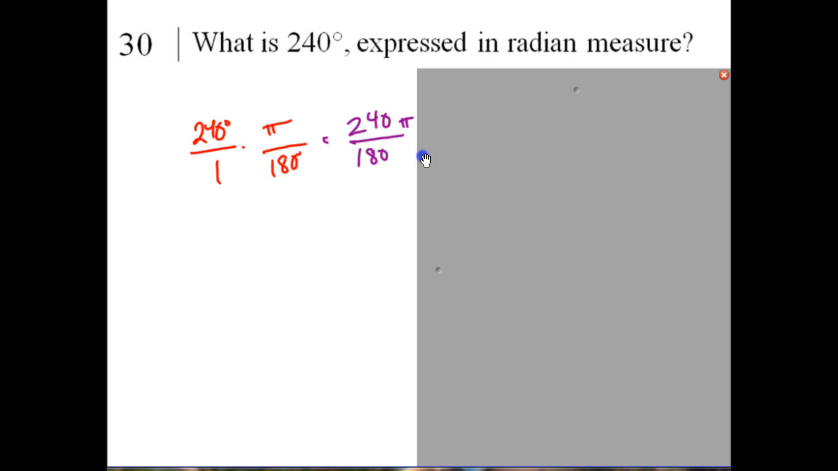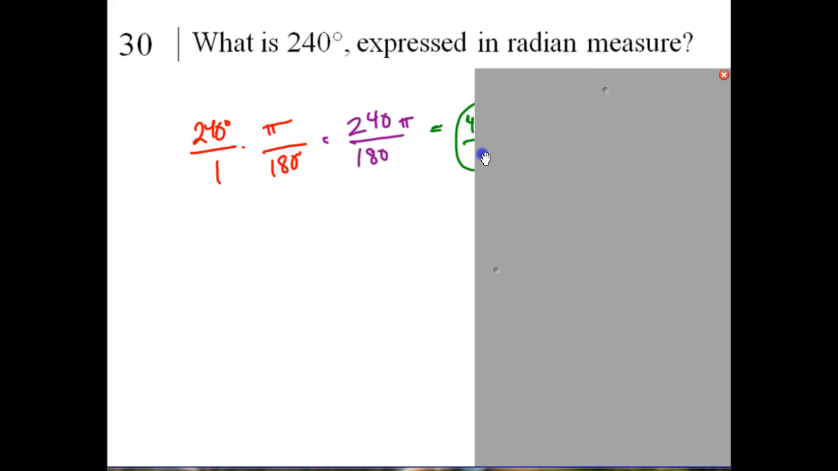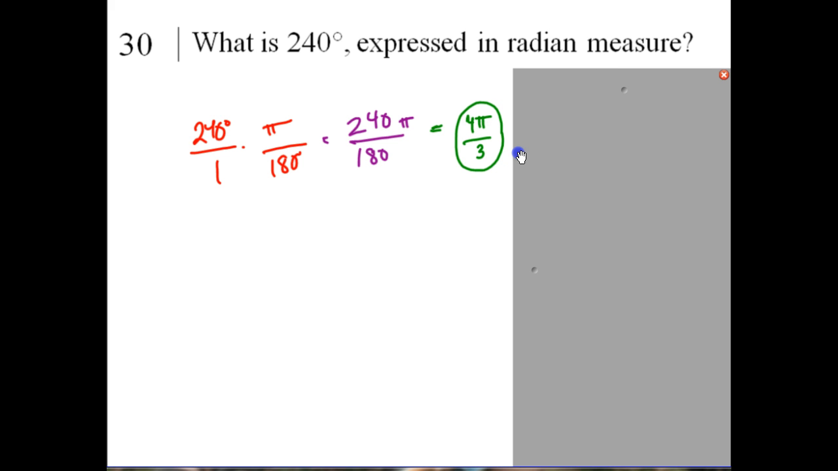Well, that leaves you with 240 pi over 180. All you need to do is simplify by dividing by a common factor like 60, and you've got 4 pi over 3.